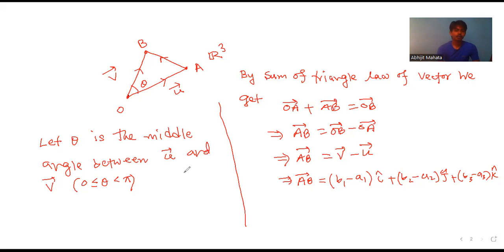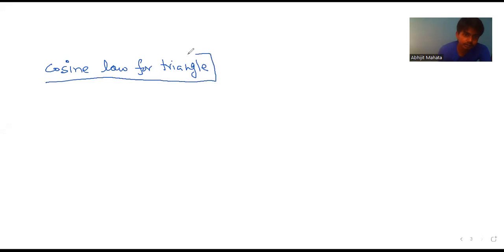Now see, we have a triangle OAB. This angle is theta, and we know this length. We know this length. Also, we know this length. Now let me recall for you the cosine law for a triangle. So let me use a different color. So cosine law for a triangle. Actually, this law is true if you have a triangle.